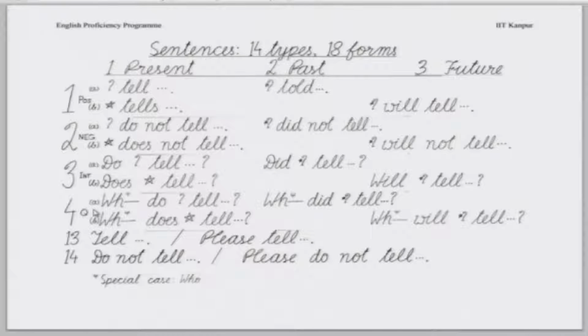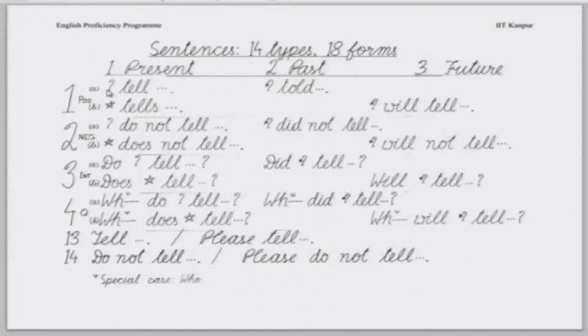And apart from that, the other two kinds of sentences that we studied are the ones which express order, instruction, request, and such things. This is the positive one, and this is the negative one. This is prescription, and this is prohibition.